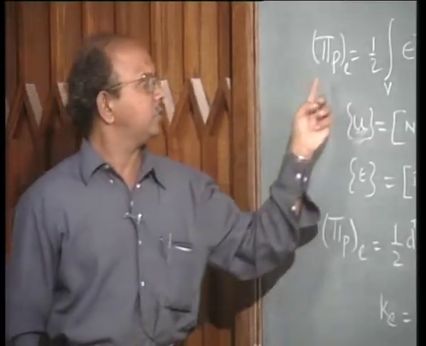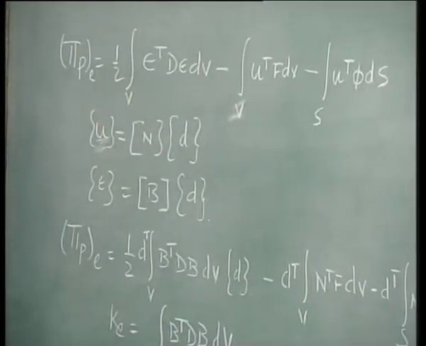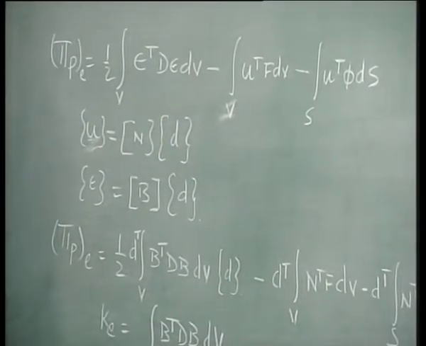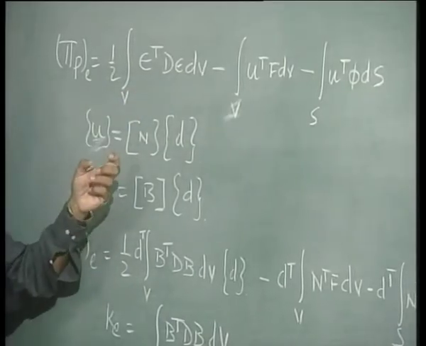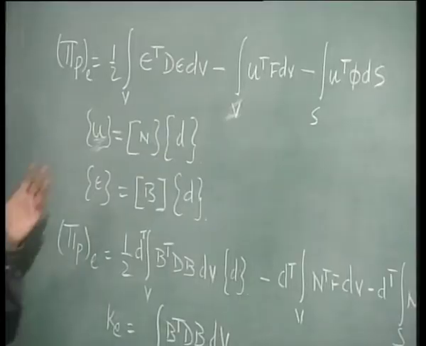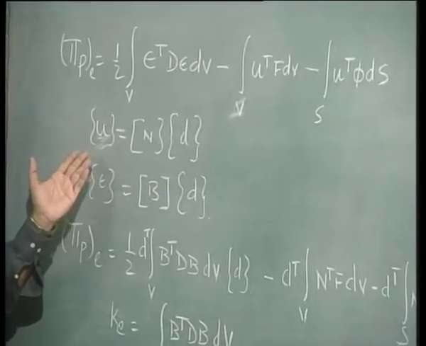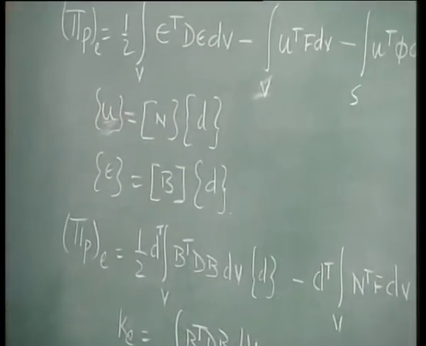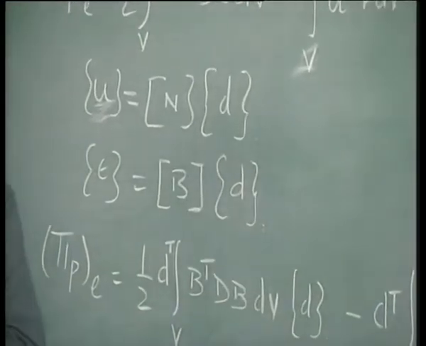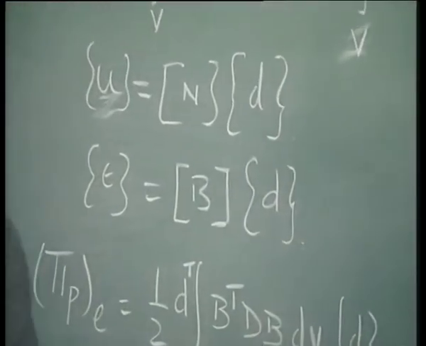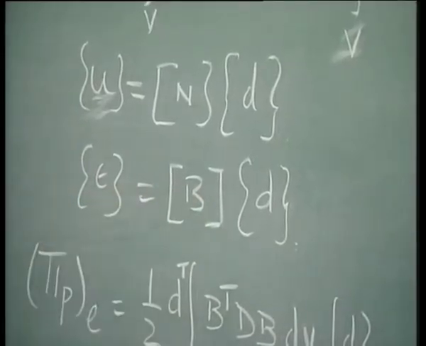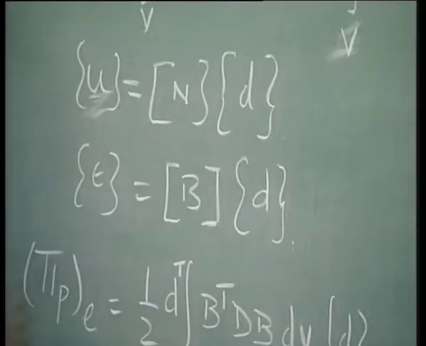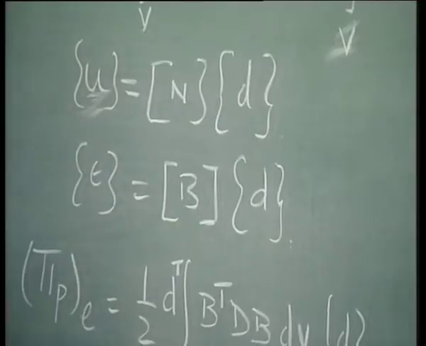What we did was we started with, for example, let us write it down for an element. This is what we did. Then we wrote down the relationship between u, where u is a function of x, and d, which is the displacement at the nodes. And then we wrote down the strain displacement relationship, epsilon is equal to Bd. This is what we did. Then what did we do?